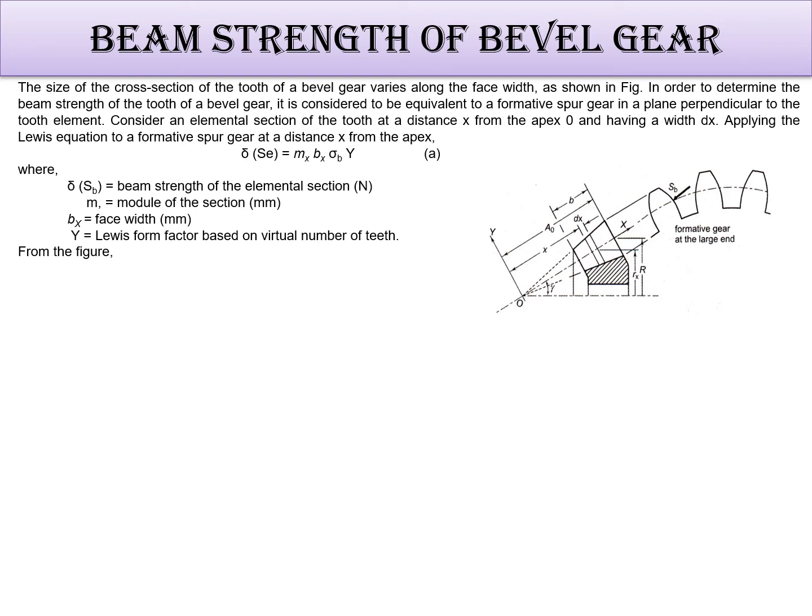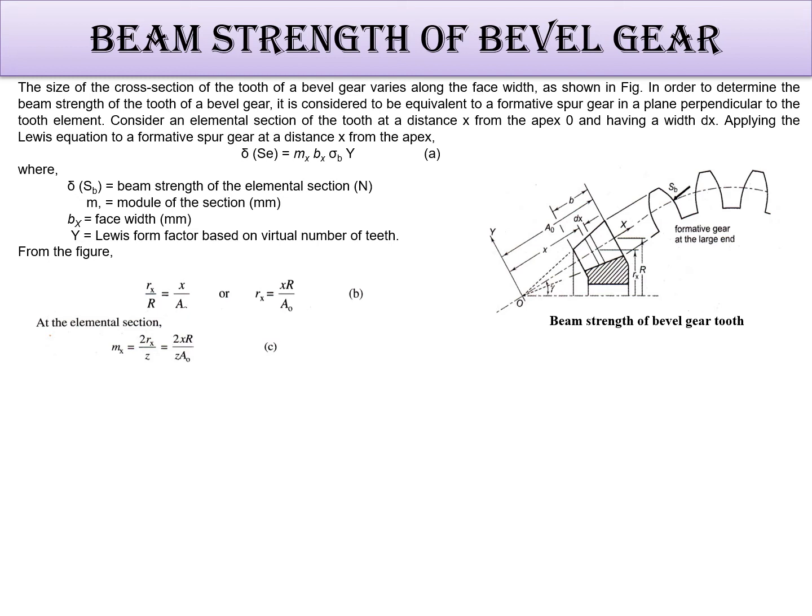So this is AO, the cone distance. This is the face width b, this is dx, and this is the distance x from this point O, and this is the face angle, gamma. Now let's see, based on this we will get the equations. So Rx upon R is equal to x upon AO, or you can say Rx is equal to x times R upon AO. This we get here.